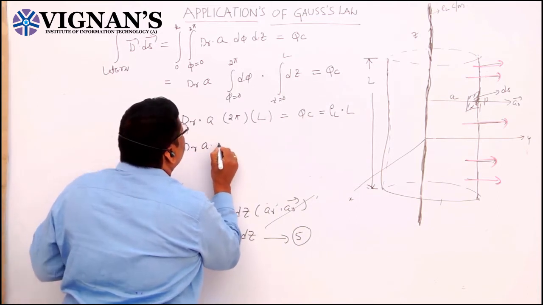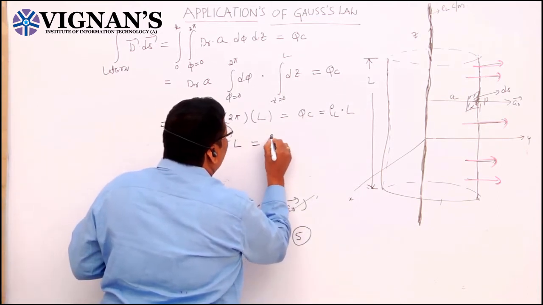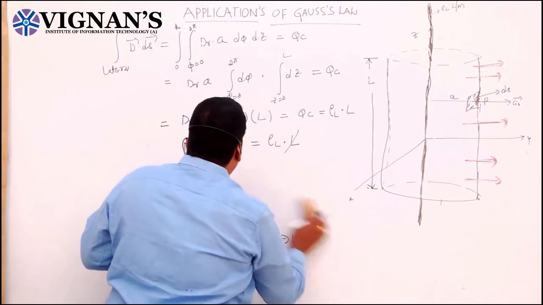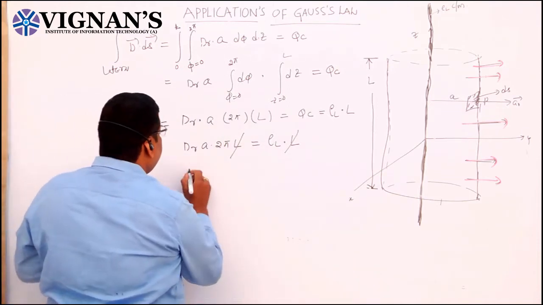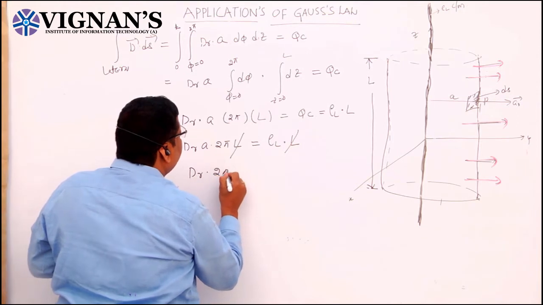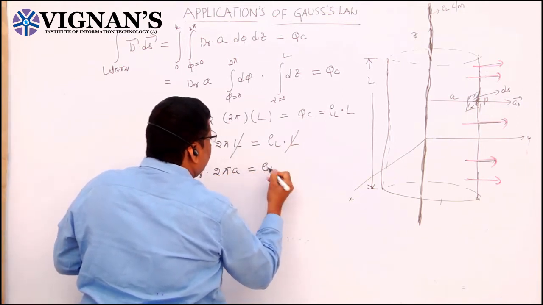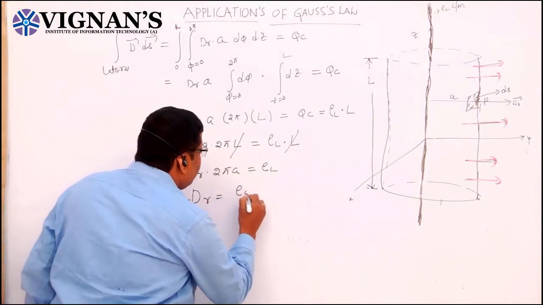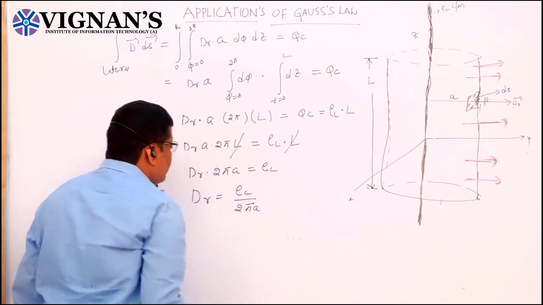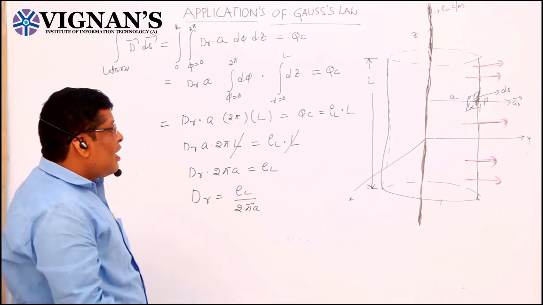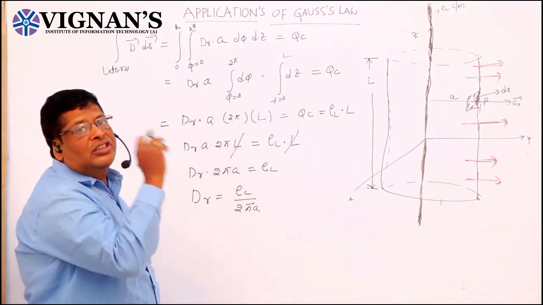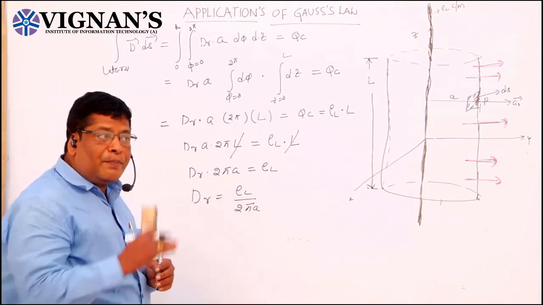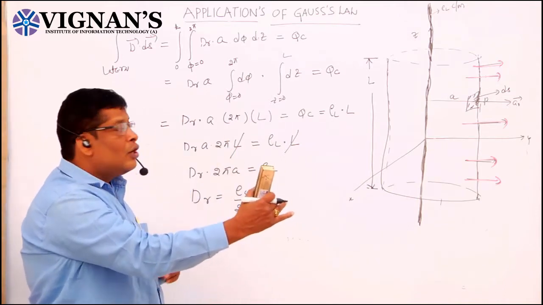Dρ ρ 2π L equals ρL into L. L gets cancelled. So we have Dρ 2π ρ equal to ρL. Now Dρ equals ρL by 2πρ. This is the magnitude of the flux density at a point P on the Gaussian surface. So what is ρ here? The distance between the point where we have to find the flux density and the line charge.